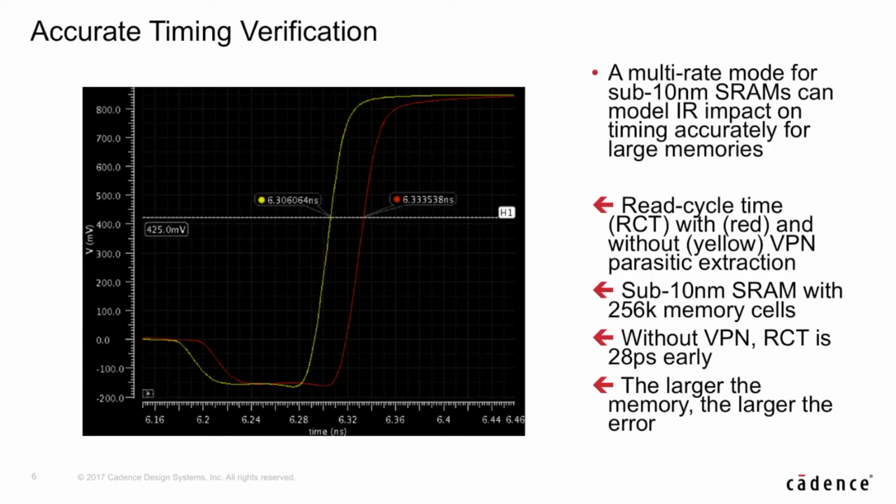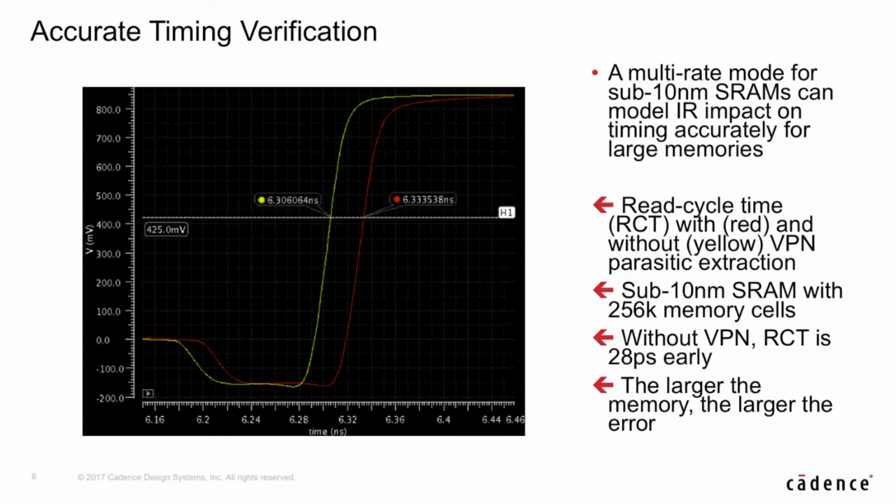So here is an example of the VPN effects that I'm talking about. This is a sub-10 nanometer SRAM, and we're looking at the read cycle time, RCT. You see two lines, one red, one yellow. The red one considers the VPN effects, and the yellow one does not. As you can see, if you do not consider the VPN effect, the RCT signal is 28 picoseconds early.